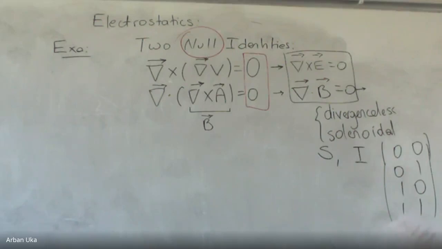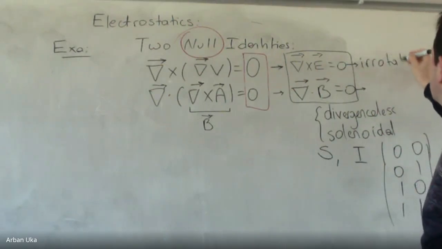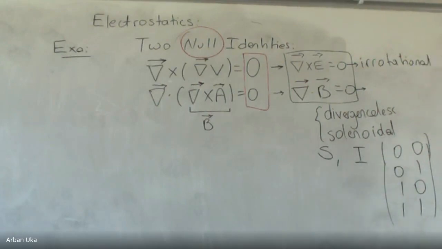So irrotational is a field whose curl is equal to 0. Solenoidal is a field whose divergence is equal to 0. So now for different configurations, we could have a field that is neither solenoidal nor irrotational. It's not solenoidal, but it's irrotational, or it can also be both.